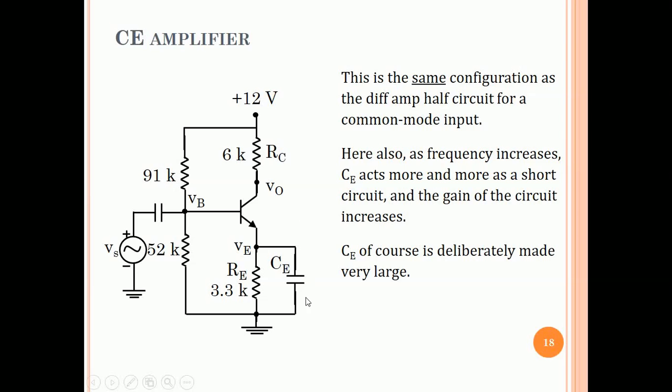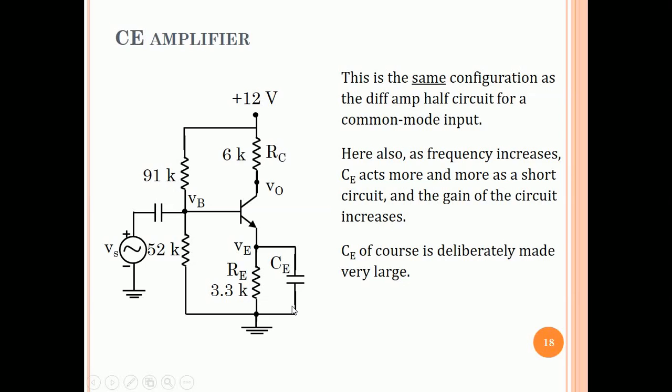We achieve that by putting a CE. At very, very low frequencies, C is an open circuit, so the gain of this circuit is small. It is minus RC by RE. As frequency increases, C starts acting as a short circuit, so the gain of the circuit increases.